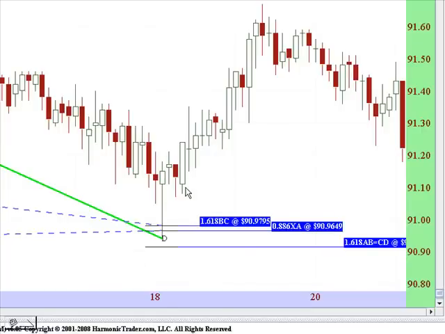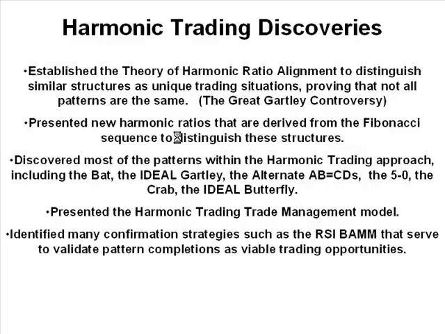Here's your potential reversal zone of the 618, the 1618 BC projection, and the 886 XA, and then the alternate extended ABCD. All of these point to just under 91. However, if this was a Gartley, we would be looking at a higher zone.